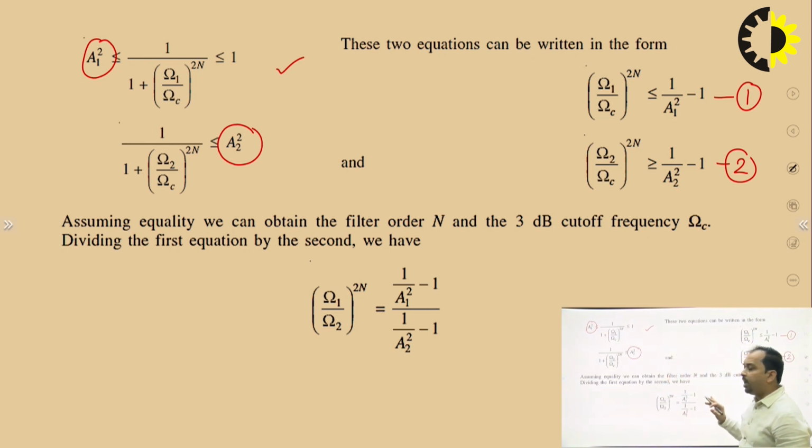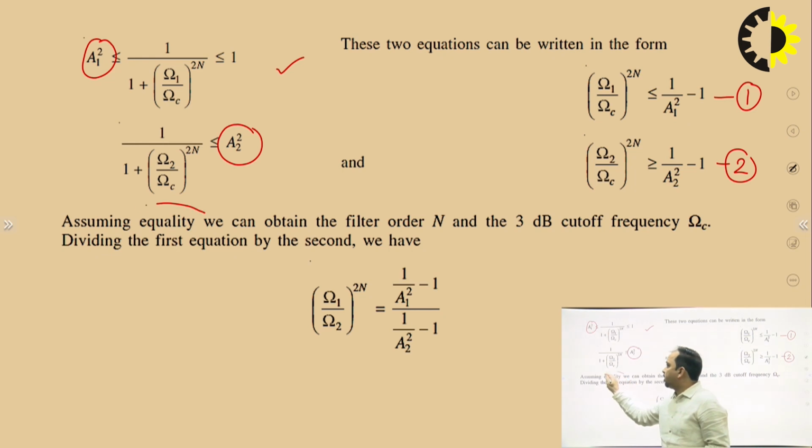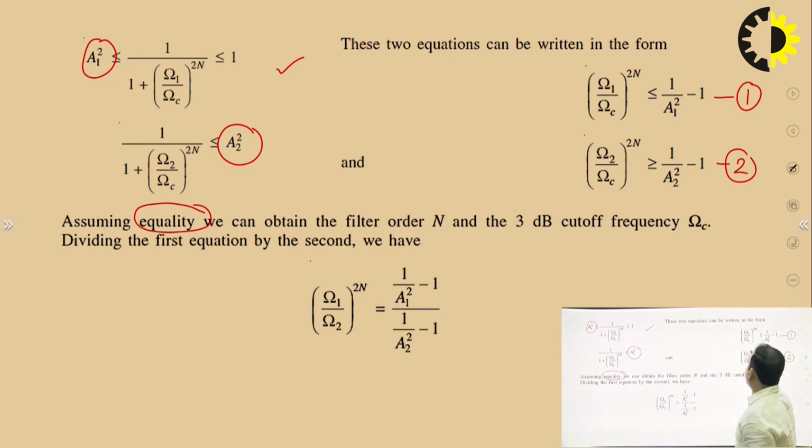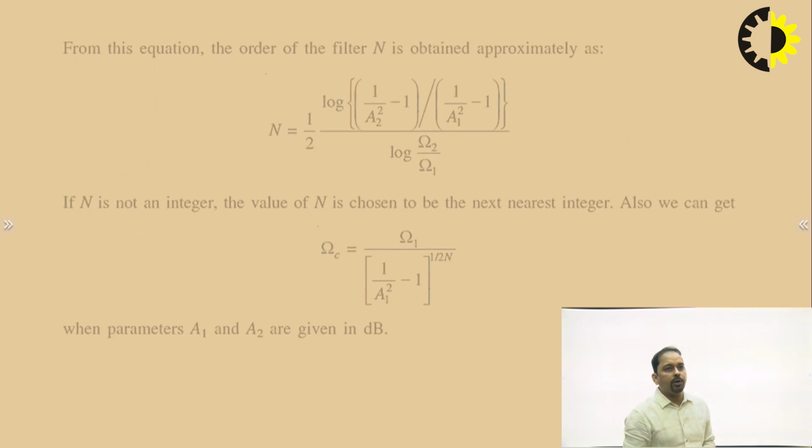Now if we assume the equality, that these equations are equal, we can divide equation number 2 by equation number 1, or else we can divide 1 by 2 also. So we'll have one other equation which basically correlates the edge frequencies ohm1, ohm2 and their respective attenuations, which are A1 and A2 respectively. We'll further simplify this equation.